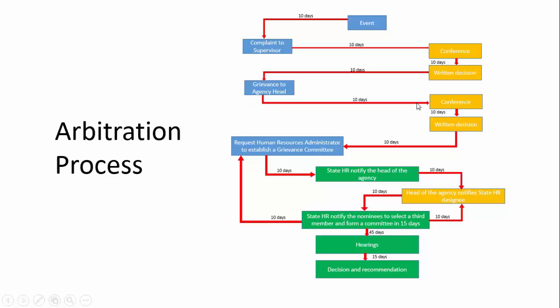A conference is held between the agency head or his/her designee and the appropriate management employee. They must send a written decision within 10 days of that conference. If that written decision is not satisfactory, the employee then may, within 10 days of the date of the decision, request the Human Resource Administrator to establish a grievance committee to hear the matter.